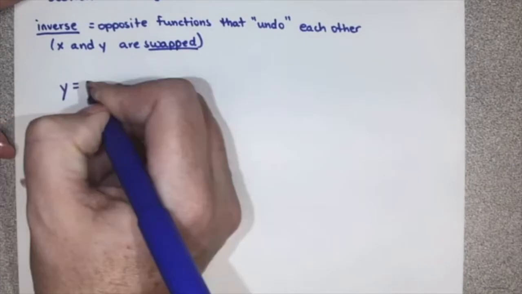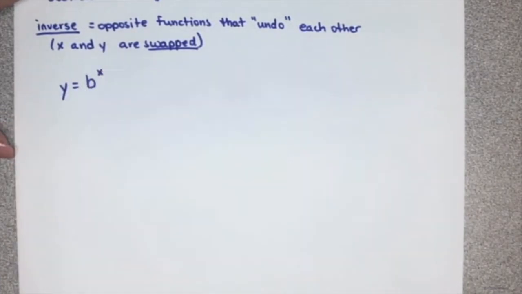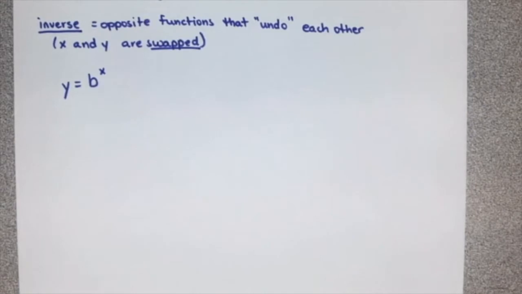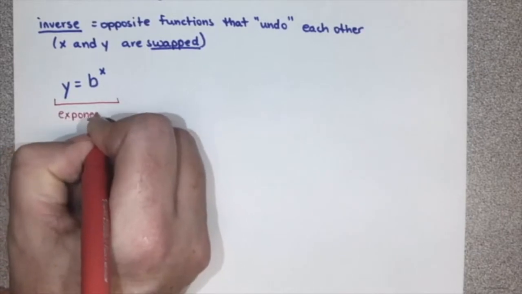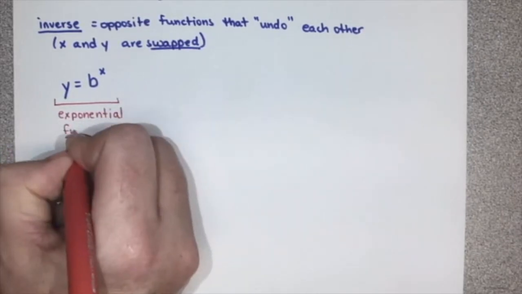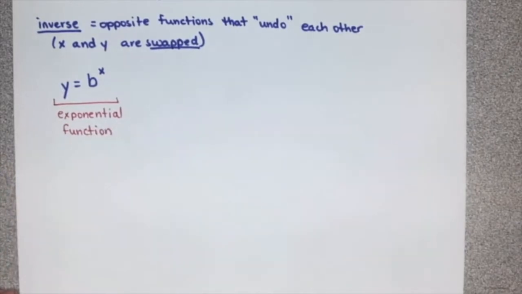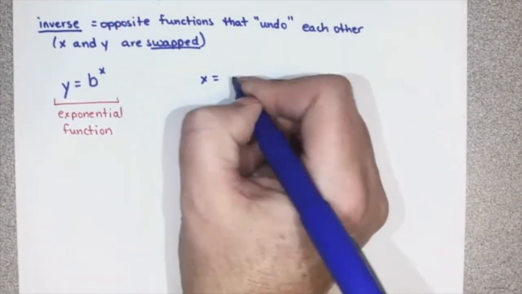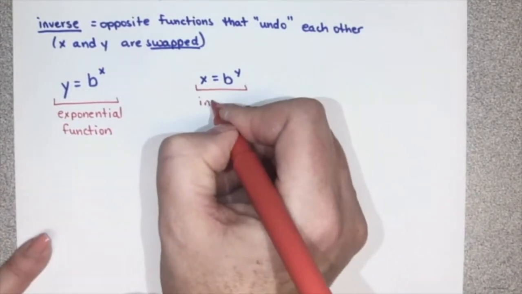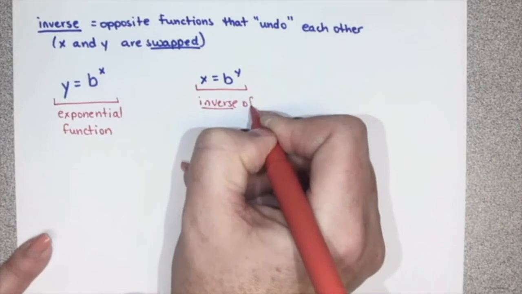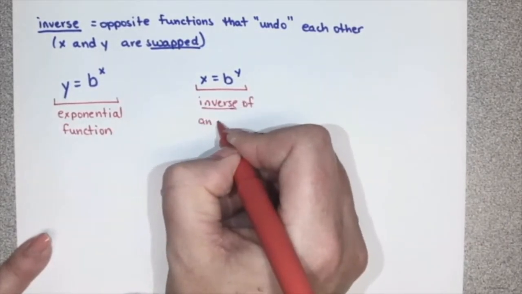So here is an exponential function that we just got finished looking at, y equals b to the x power. Okay, so this was the same type of function we discussed in 4.1. So what if I asked you to find the inverse of that guy? What did I say we do with x and y if we want the inverse? We flip them, right? So the inverse would be x equals b to the y power. Okay, so think of this as the inverse of an exponential function.